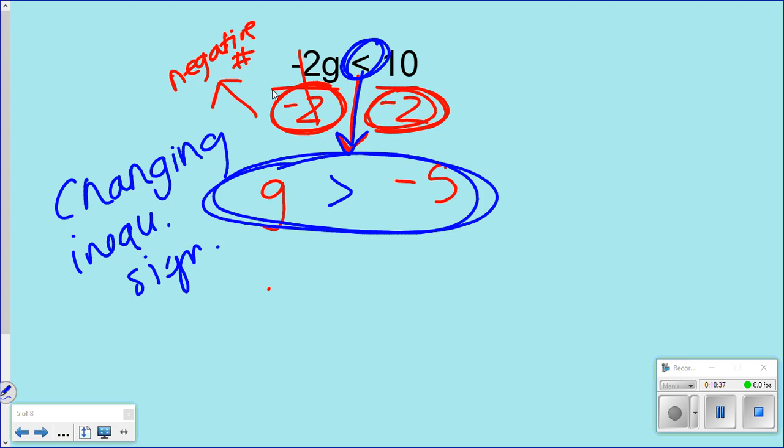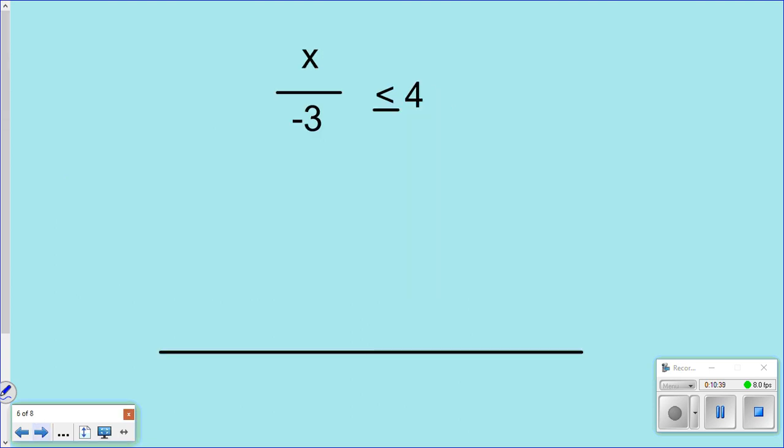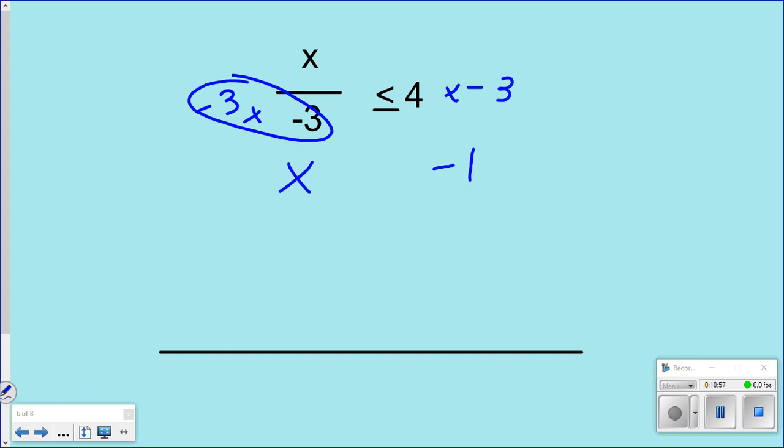Okay, let's do another one then. So this looks like this. X divided by negative 3 is less than or equal to 4. So what do I have to do to solve for my x? Okay, so I'm multiplying by a negative. Check that out. I'm multiplying by a negative, and I'm going to do that over here. So x, and this is going to be negative 12.